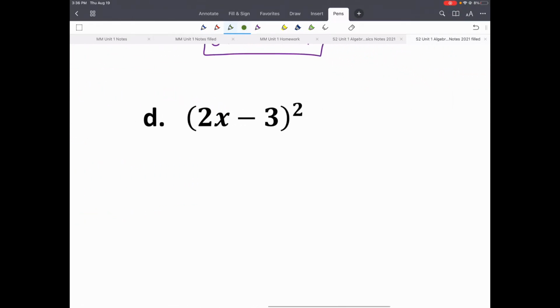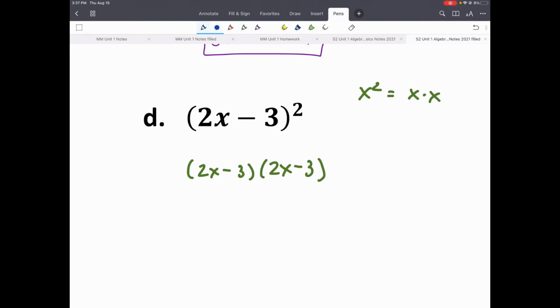Last but not least for this is when we have something squared. This is a binomial squared. And all you really need to do here is write it twice. Because that's what exponents are telling us, right? We just talked about that. We just said that x squared is the same as x times x. So if we have 2x minus 3 squared, we just need to write it twice.